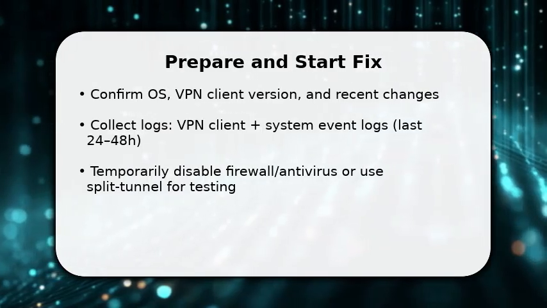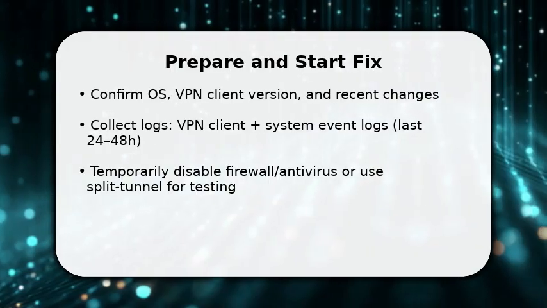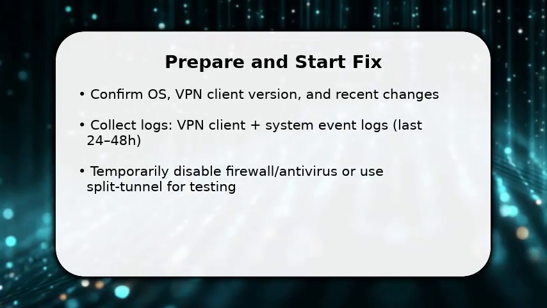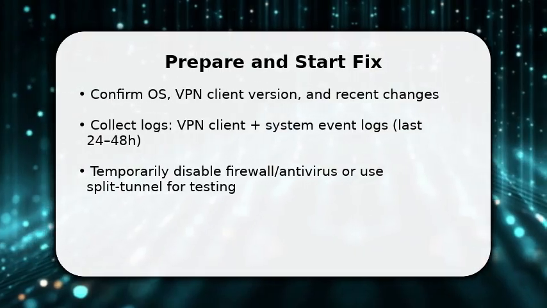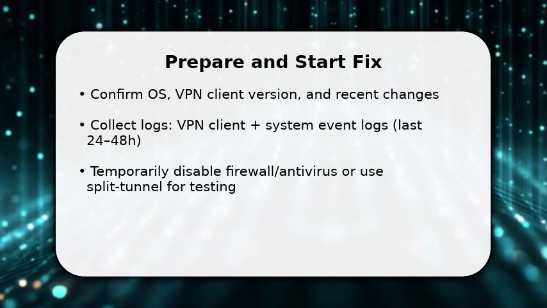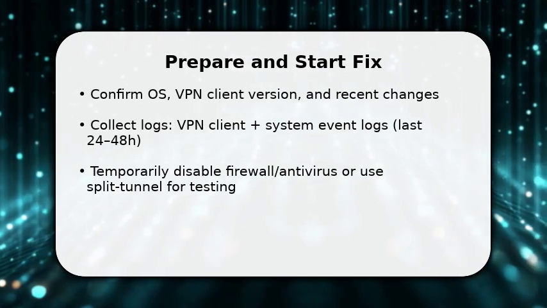Next, make a controlled change. Temporarily disable local firewall or antivirus, or enable split tunnel to test whether local filtering is dropping the connection. This narrows the cause so you can proceed to targeted fixes without guessing.